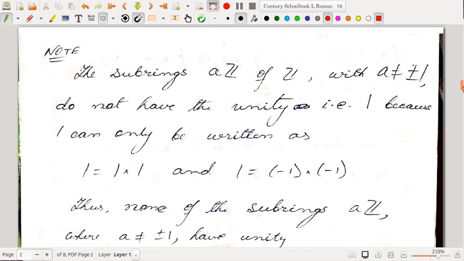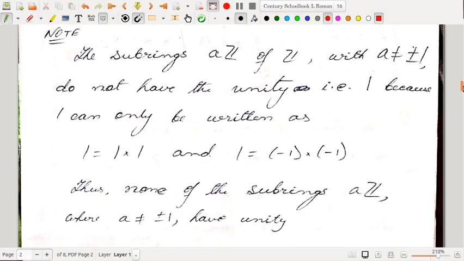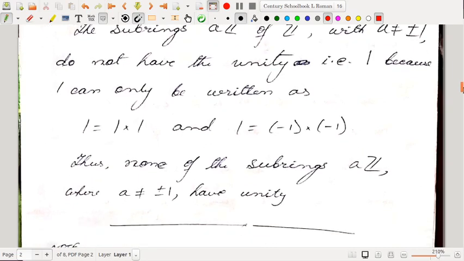Okay, I cannot write 1 as 2 times something. I can write 2 times half, but half is not an integer, right? So in the set of integers we cannot write 1 as a multiple of any other number. Okay, that cannot be written. So that means 2Z does not have unity. Whenever a is not equal to plus or minus 1, aZ doesn't have unity.